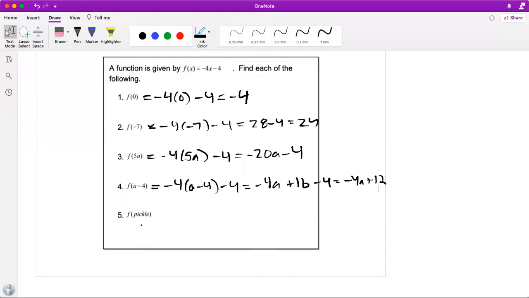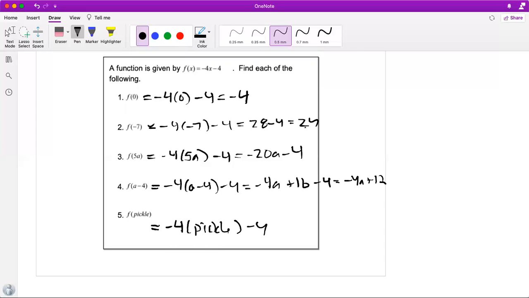And then this is like a joke. It's not really a joke, but the point is to emphasize that it doesn't matter what's in the parentheses when you're evaluating these things. You just do whatever the function tells you to do with it. Here it was a minus 4, here it's 5a, here it's negative 7, here it was 0, here it's pickle. Okay. Negative 4 times pickle minus 4. Negative 4 times whatever's in there minus 4. That's what this function does every single time.